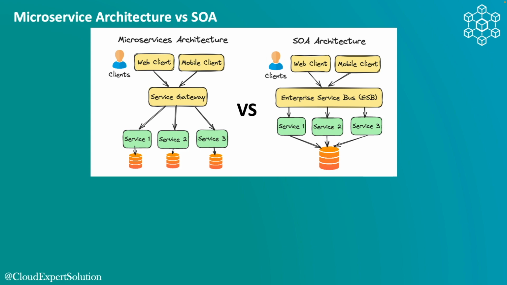Now we'll compare microservice architecture versus service-oriented architecture. When you are talking about microservices, I feel some of you may feel that this is somehow similar to SOA architecture, or service-oriented architecture. Now let's compare side by side. As the picture suggests, service-oriented architecture will have an enterprise service bus, ESB, whereas microservice architecture will have a service gateway. For microservice architecture, the service gateway could be a load balancer, it could be an API gateway, anything which can cater the request to different services.